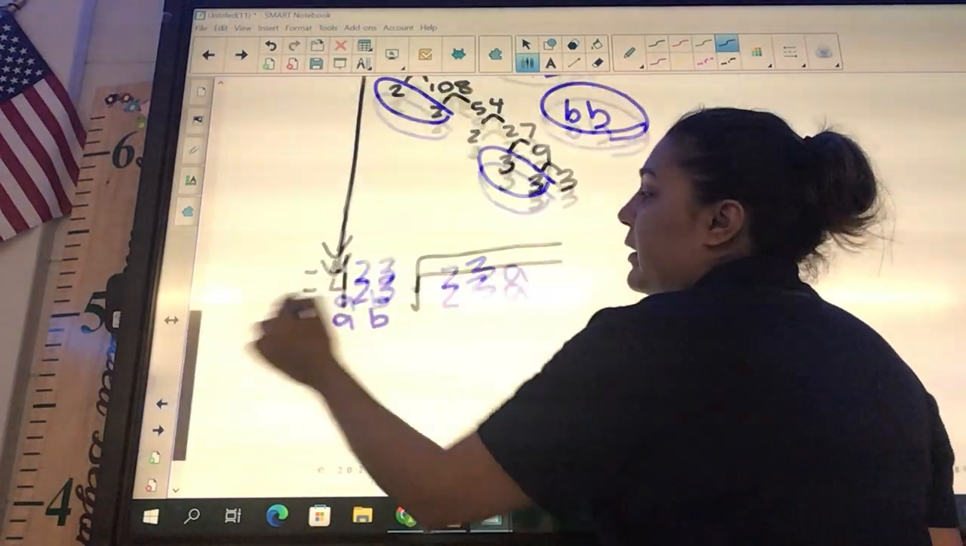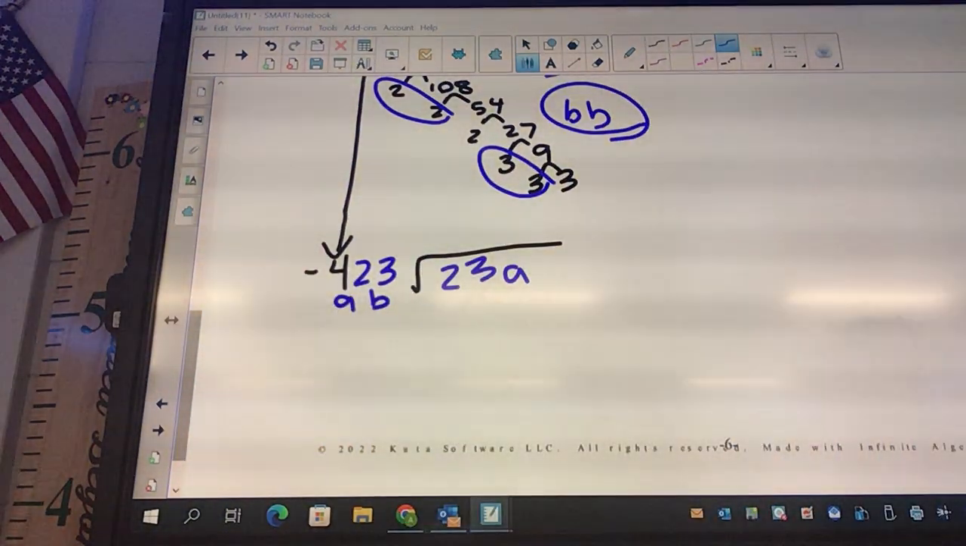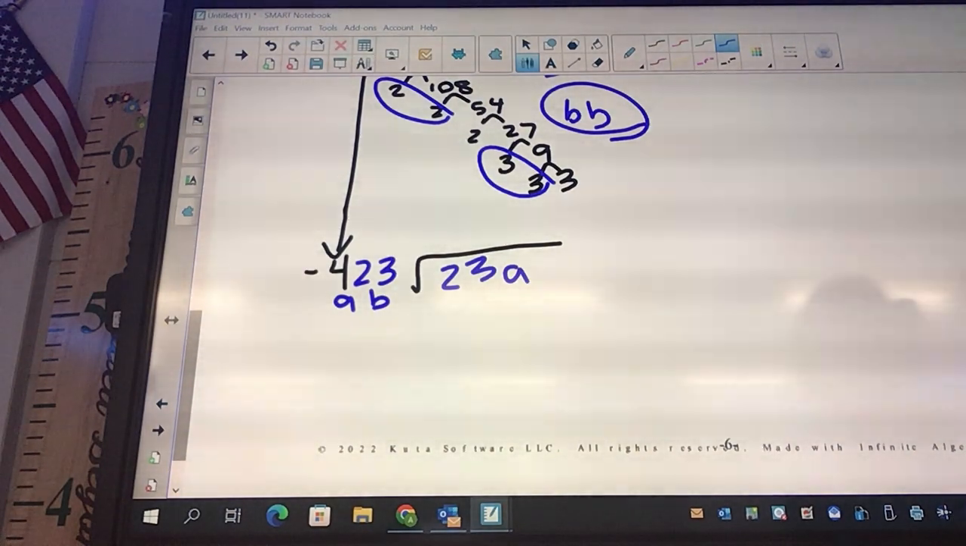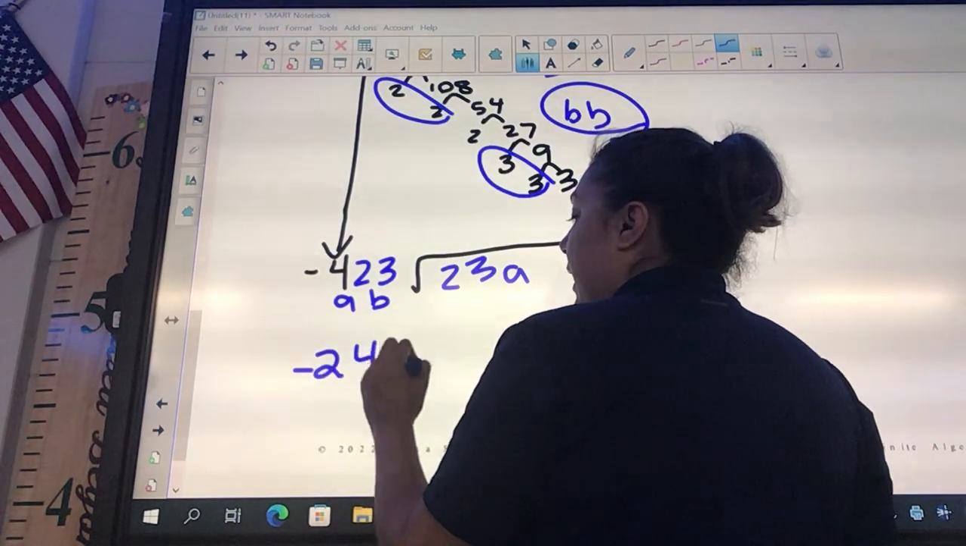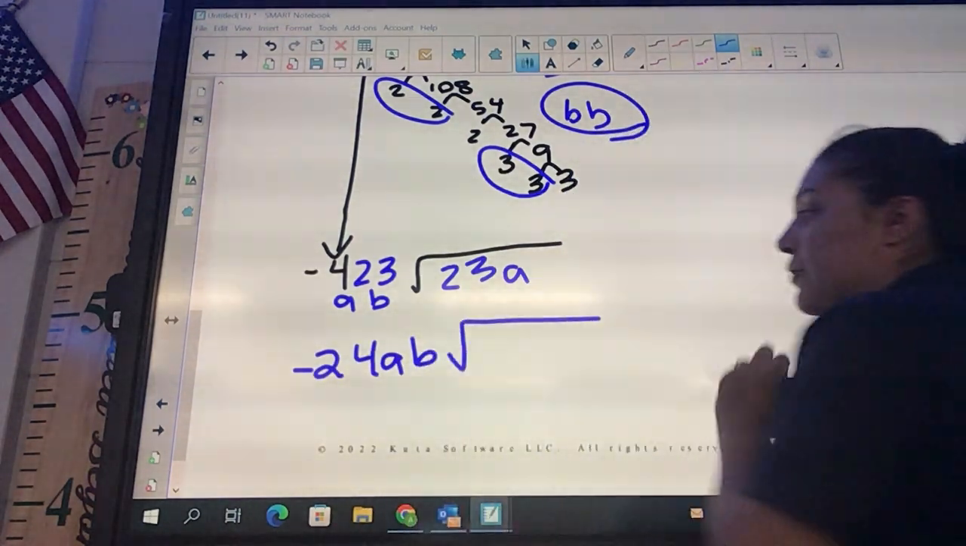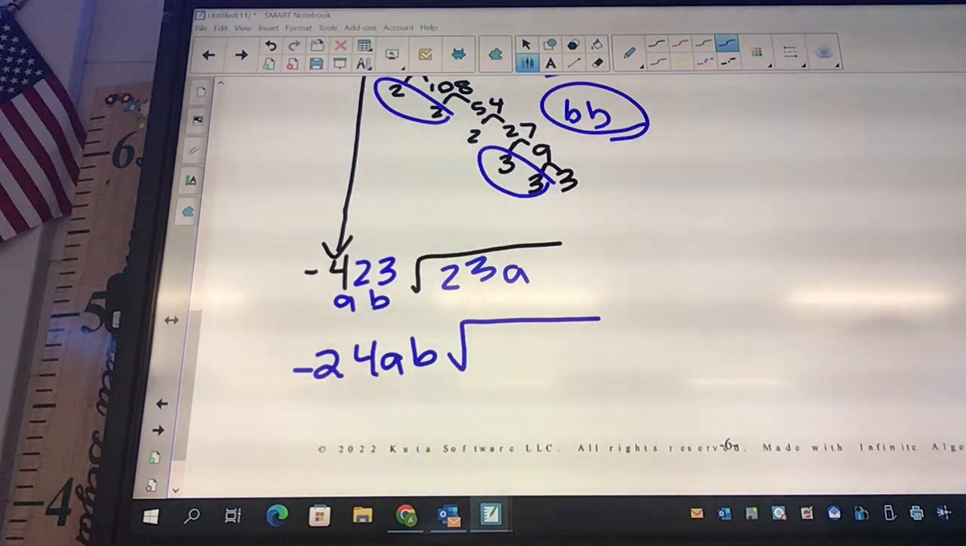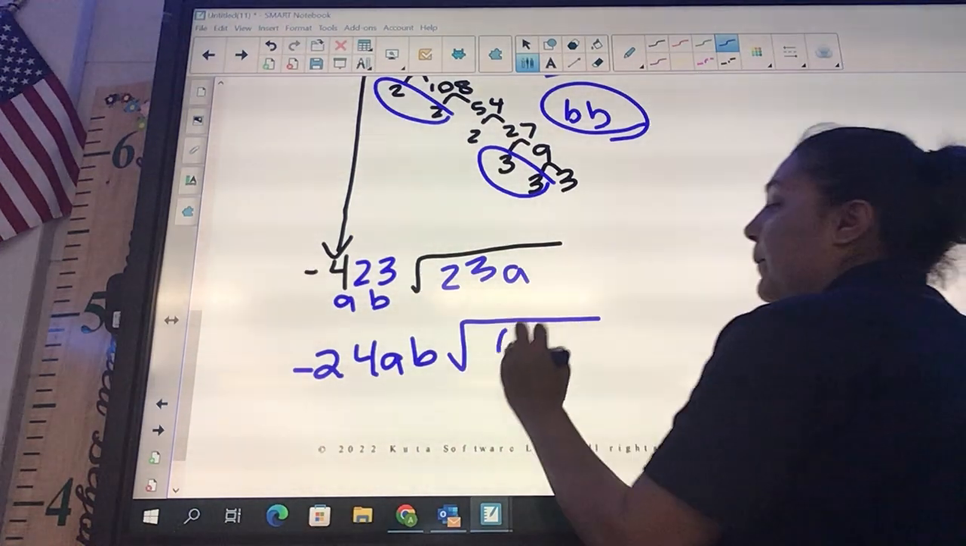Okay, what do you do with these numbers on the outside? What is -4 times 2 times 3? Negative 24. So we get -24 times the square root of 6a.